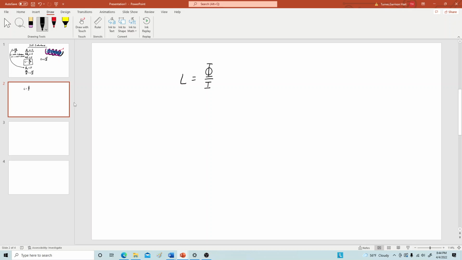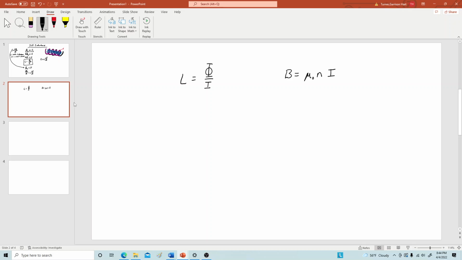Now remember that the magnetic field of a solenoid is equal to mu naught n i. Okay? The field is equal to mu naught n i. Very, very simple magnetic field expression, right?